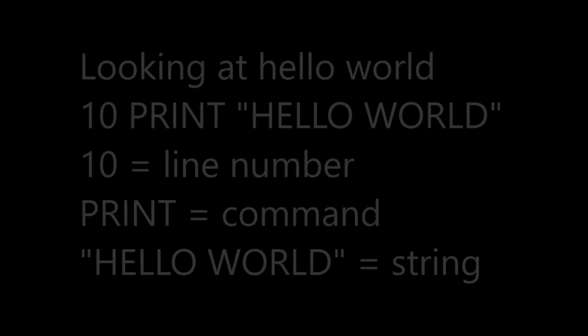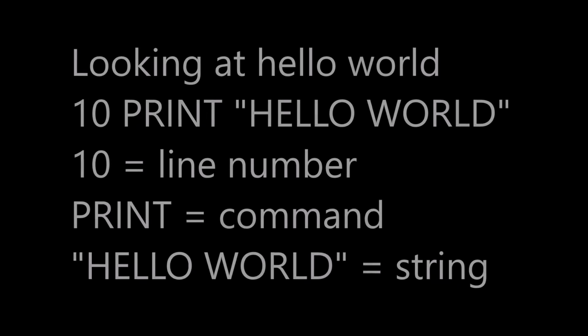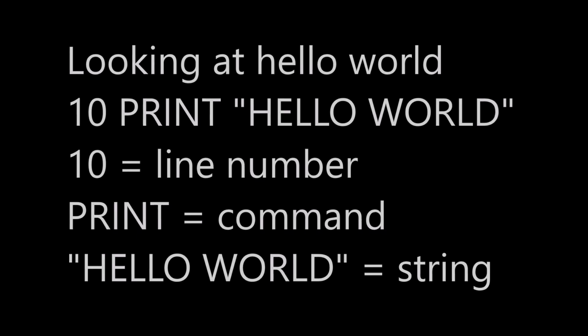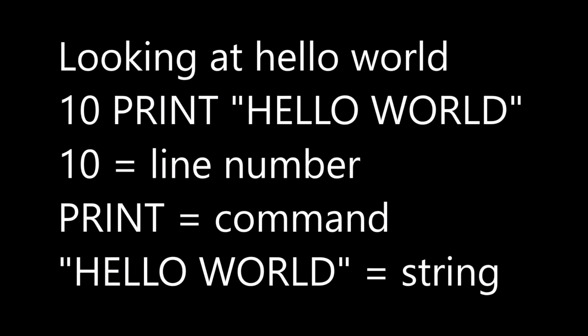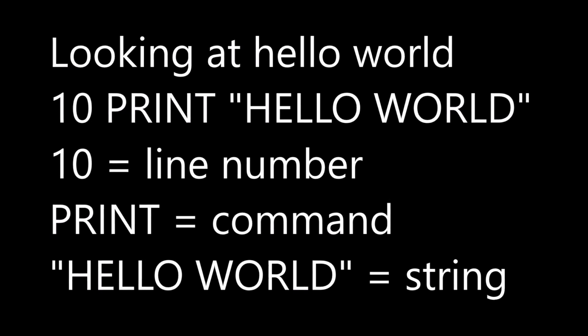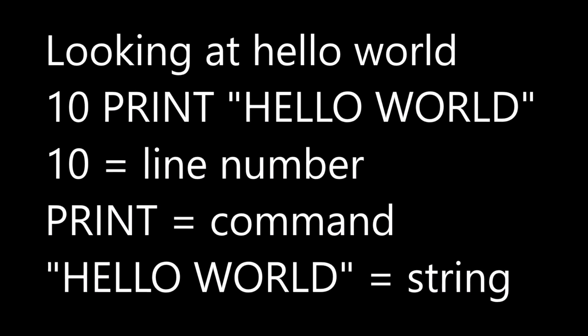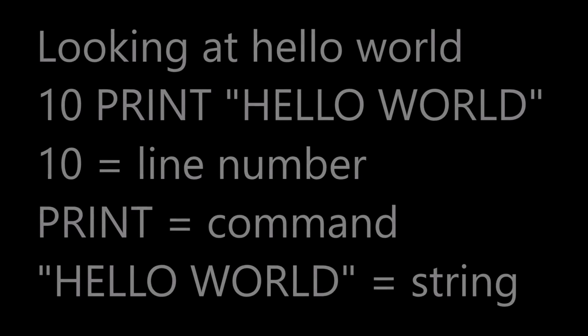Let's take a little closer look at that program. The 10 was the line number, and lines have to be in consecutive order. We left space at 10 in case you want to put program lines before that. The print is the command. That's the thing that you're telling the computer to do. And hello world is the string, the thing that you want printed. And when you run that simple line, it will print hello world.